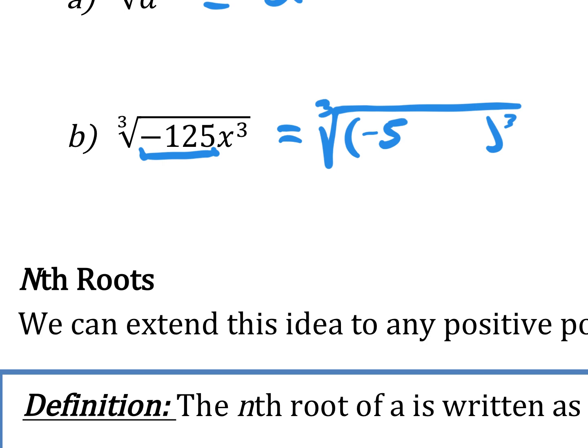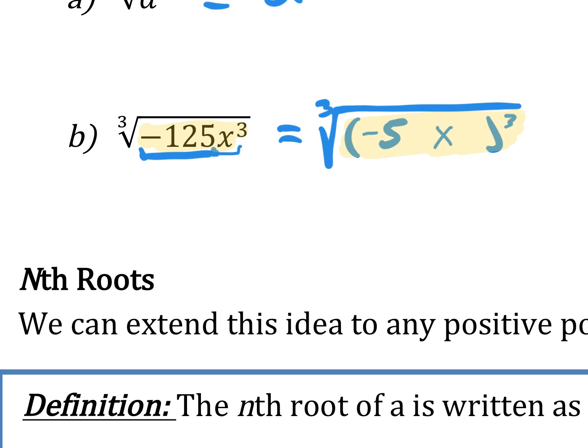Okay? All right, what can we cube to make x cubed? Well, that is x. X to the third power is x cubed. Negative 5 to the third power is negative 125. So these two things are equivalent. This highlighted one under there, and this highlighted thing under the cube root here.